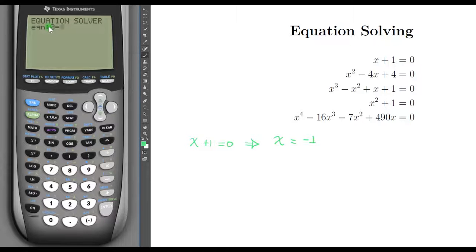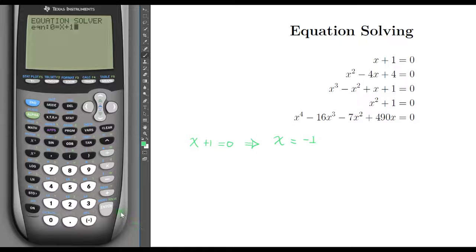So for example, let's start with the first one, x plus 1. For x, you're going to look for the key that says X, T, theta, n. You press it, and it goes straight to x. And imagine that I don't know that the solution for x plus 1 equal to 0 is -1. So you press x plus 1.